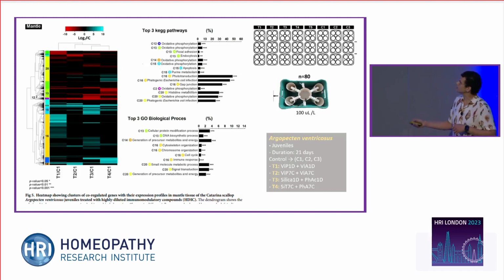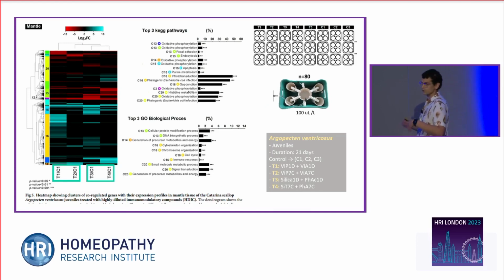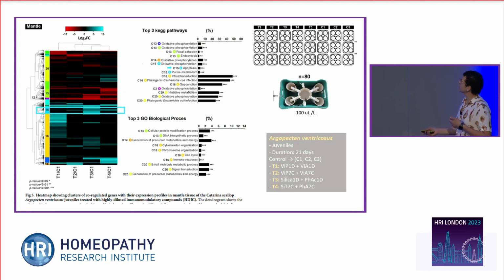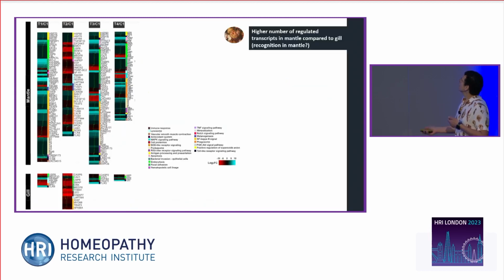This is a transcriptomic profile telling us that the treatments of Vibrio and silica and phosphoric acid are clustered in different groups, which is desirable, and they are activating the immune response of the organism. And we see a higher number of regulated transcripts in mantle compared to gill. So we think that these homeopathic medicines, at least in the scallops, are being detected by or interacting with the mantle tissue of the organism, which is the main tissue exposed to the environment.